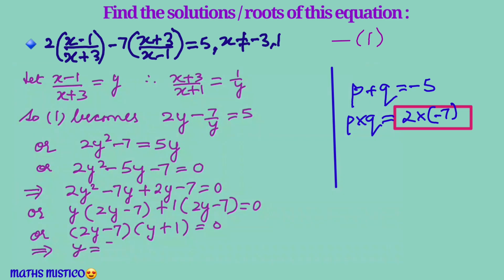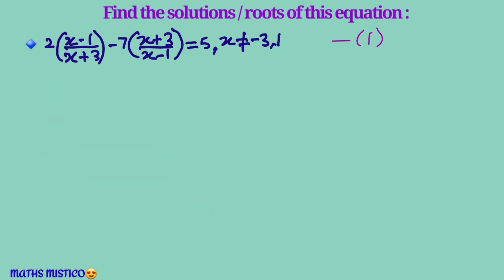Putting each of them equal to 0 and simplifying, we get the roots 7 upon 2 and minus 1. But these are not the roots of the given equation. These are the values of y which satisfy the equation number 2. To find x, we have to further solve this. So we'll put the value of y equal to x minus 1 upon x plus 3 and simplify to get x. We have two values of y, so we'll get two values of x from there. Let's divide the page and solve them side by side.